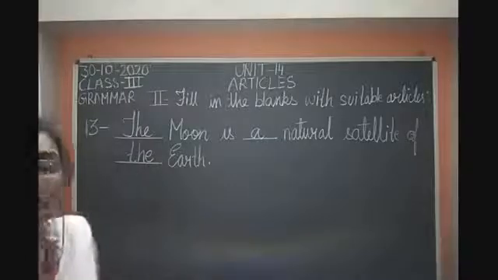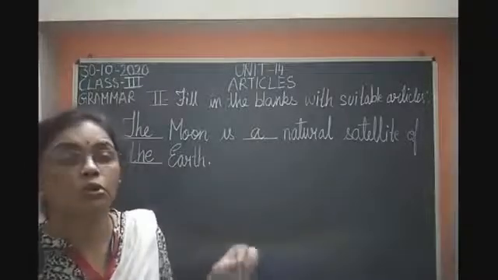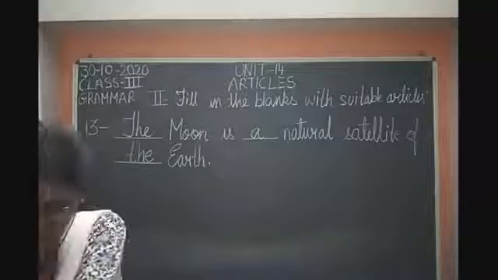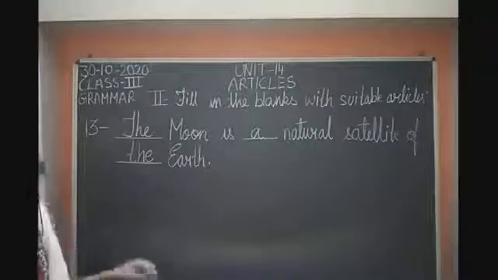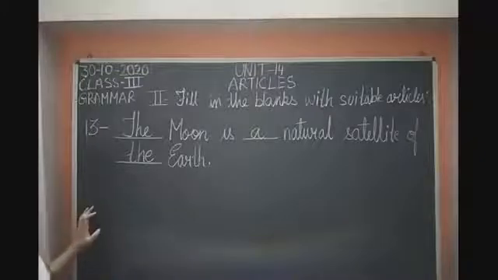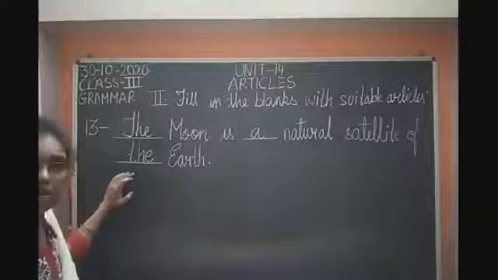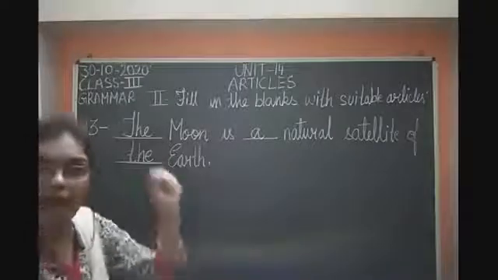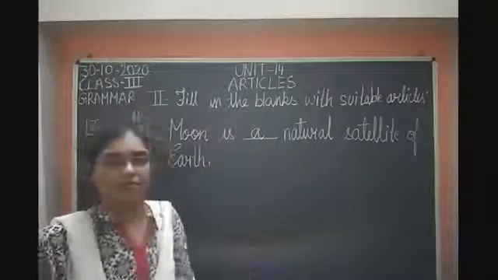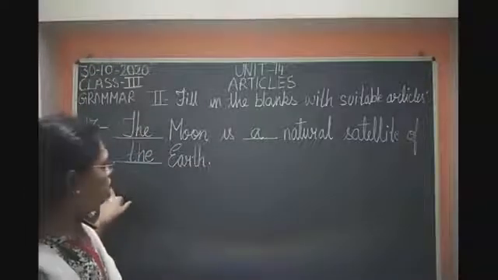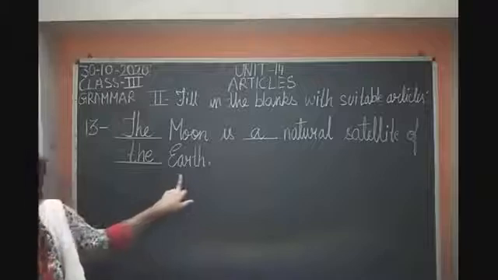We need to keep in mind कि जो यूनिक चीजें हैं उनके आगे हम हमेशा क्या यूज करते हैं बेटा? The. Fine. So the moon is a natural satellite of the earth. कि मून अर्थ का एक नेचुरल सैटेलाइट है. फाइन. So the moon is a natural satellite of the earth.